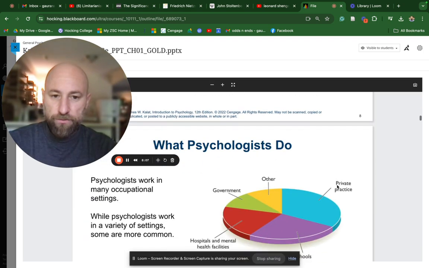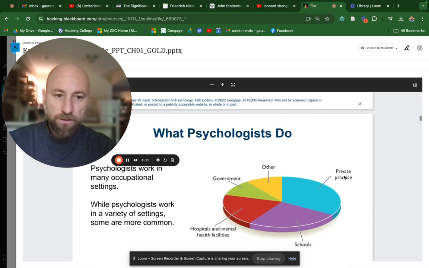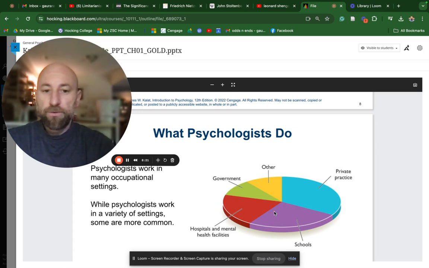Okay, so here's a little pie chart to show us some of the things that psychologists do. Over here, we've got private practice, then hospitals and mental health facilities and schools. So psychologists could essentially be doing psychotherapy in a private practice setting, in a clinic setting, in a school setting. Psychologists work for governments in a variety of capacities. I'll talk about that a little later in this presentation. And then they do other things.